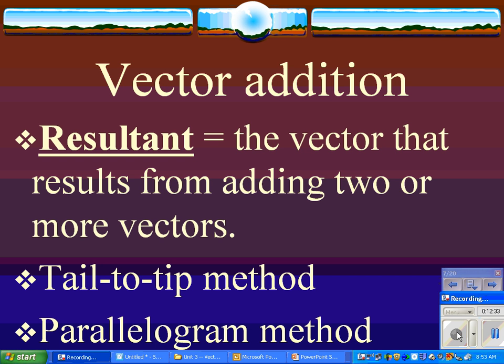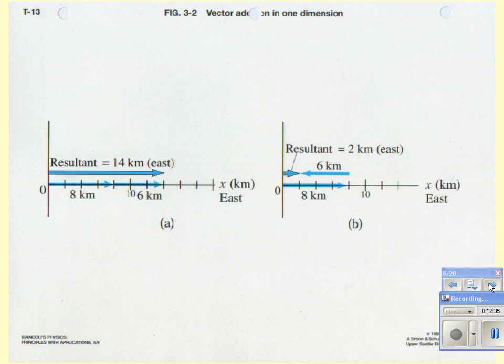All right. So, notice that when your vectors are in a single plane, this is easy stuff, right? Here's a displacement vector of 8 kilometers plus 6 kilometers, and hey, the resultant is 14 kilometers. I just added them up. That's easy because they're going the same direction. And even if one of them is going the opposite direction, it's still pretty darn easy. 8 plus a negative 6 is going to give me a resultant of 2. You with me so far? Pretty simple? Okay.